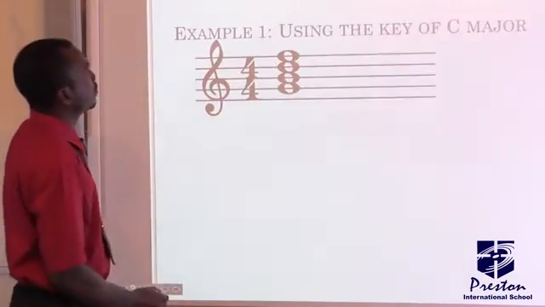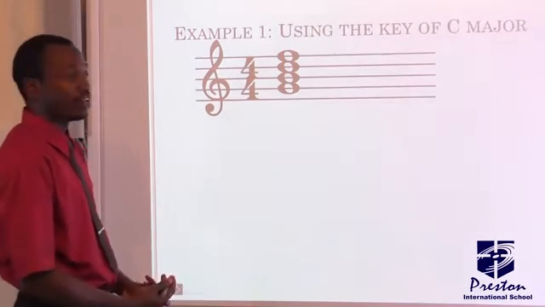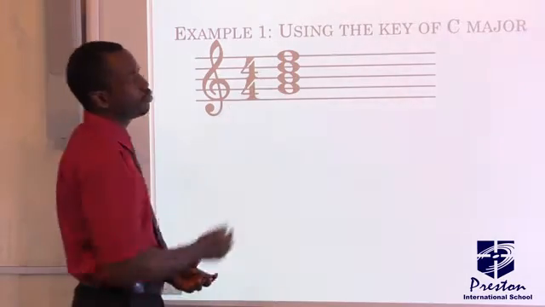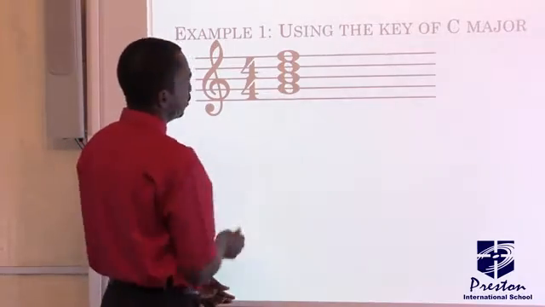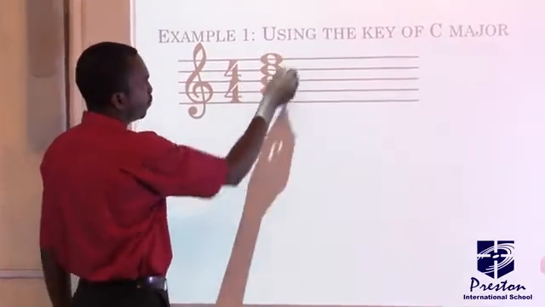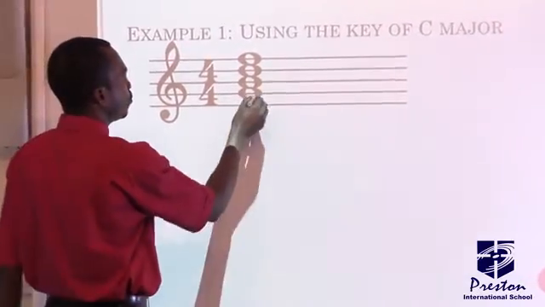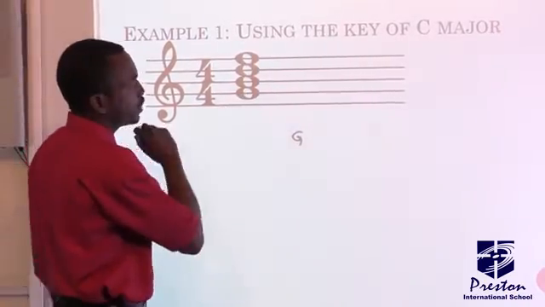Alright, let's look at an example that will help us to understand this better. Using the key of C major, we're trying to look for the dominant seventh. Like we said earlier on, it has to do with the dominant chord. And for the key of C, the dominant note for C is G.